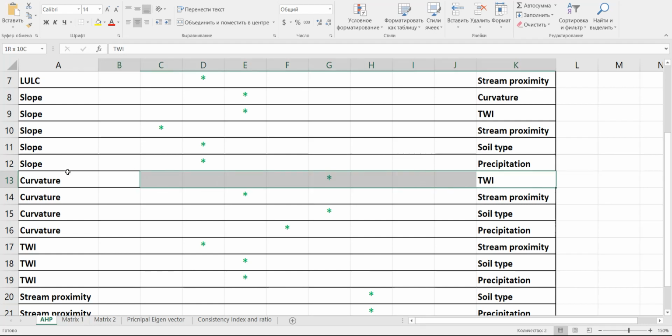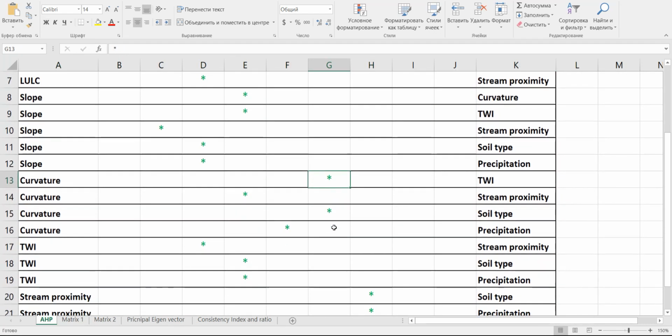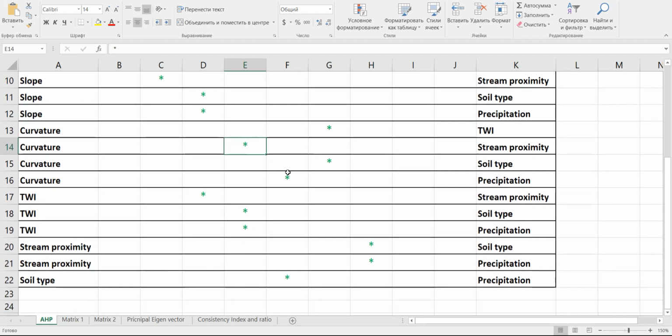The curvature and topographic wetness index, I think that topographic wetness index again is slightly more important because it shows the areas where water and soil deposition occurs. So this is also a very important factor, slightly more important than curvature, and slightly more complicated than curvature. Meanwhile, stream proximity and curvature, I prefer curvature slightly, etc.